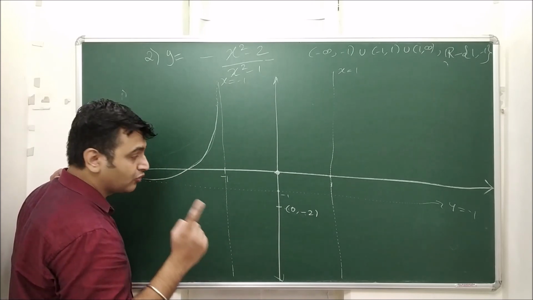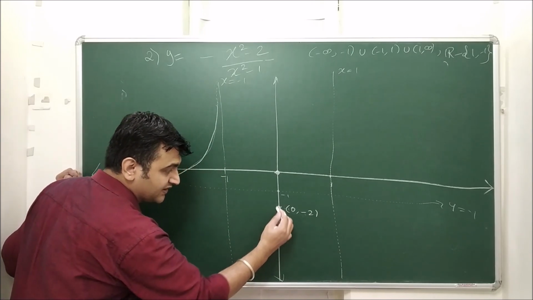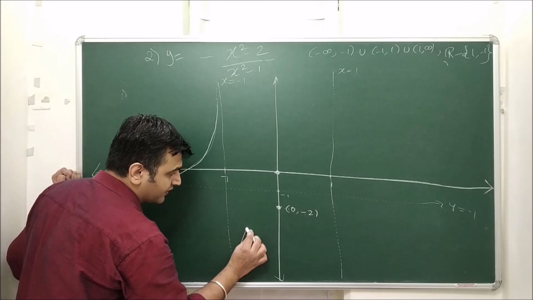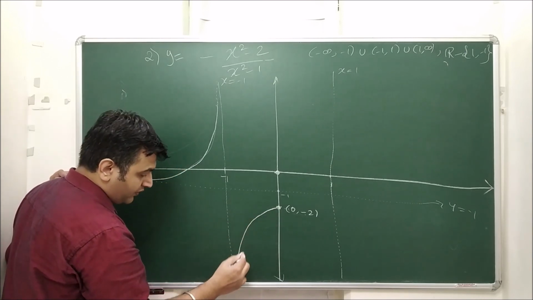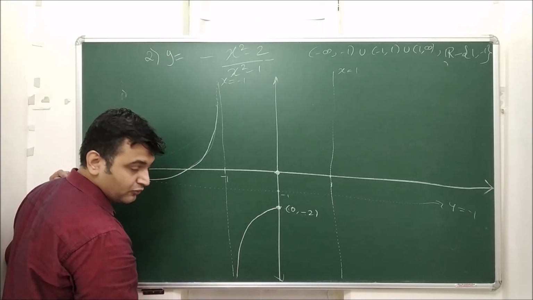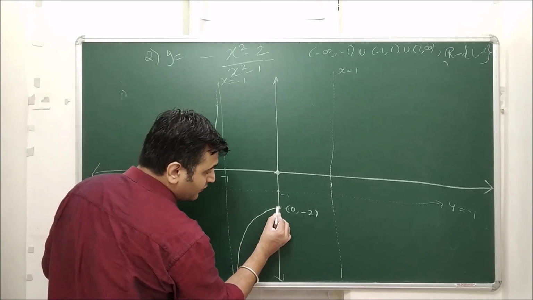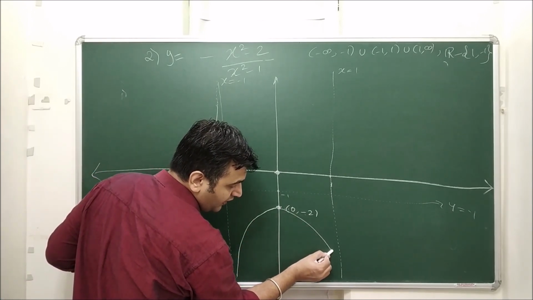Then from minus 1 to 0 it was increasing, and so here also it's increasing and concave down, and at 0 it is passing through this point. So it's increasing and concave down. And it's coming closer and closer to x equal to minus 1. Then it's decreasing and concave down. So decreasing and concave down.